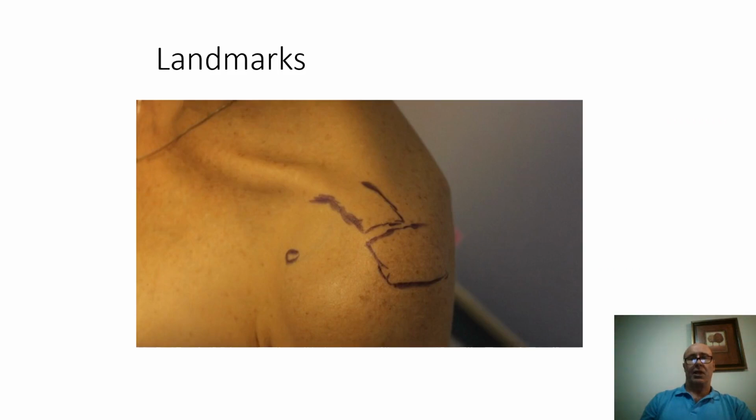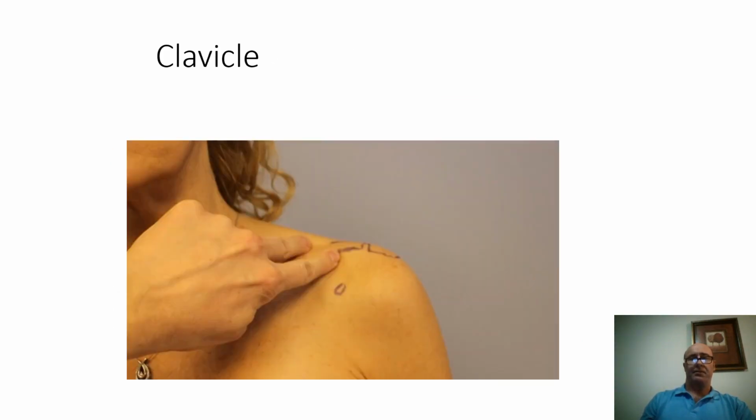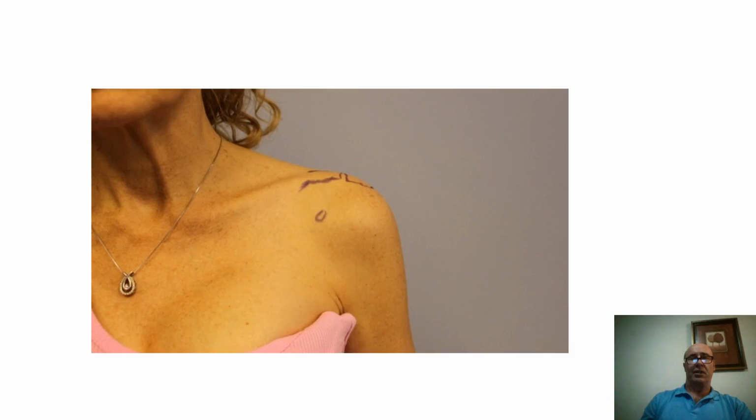These are landmarks you can palpate. The edge of the acromion, there's a coracoid. Palpate these, palpate the clavicle, palpate the coracoid. You can actually leave your thumb on the coracoid to localize where your needle goes. It's been marked here in this patient.